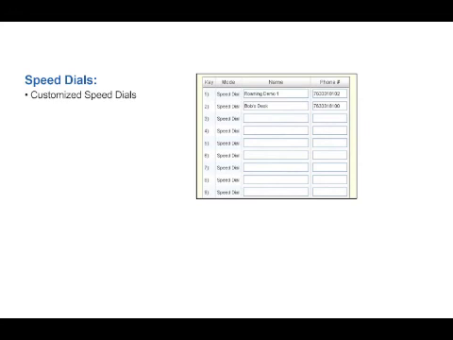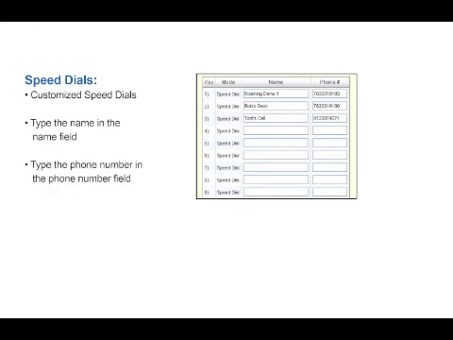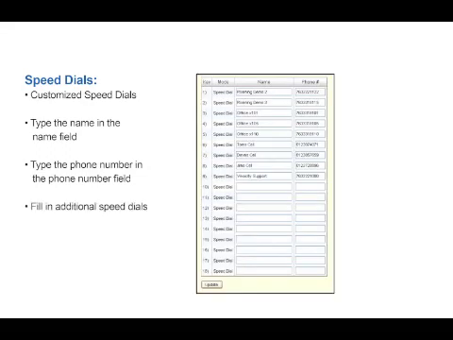You can also set up speed dials for any number in the world outside of your virtual office group. To set up a speed dial for a number outside of your virtual office group, in the name field, type the customized name you would like to appear on the speed dial, and in the phone number field, type the full 10-digit phone number.